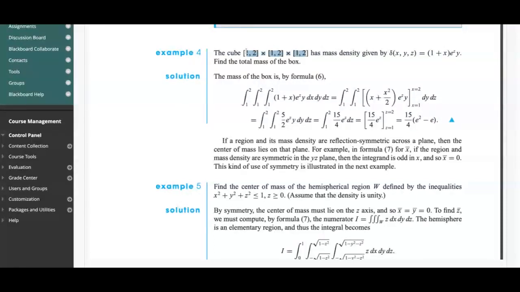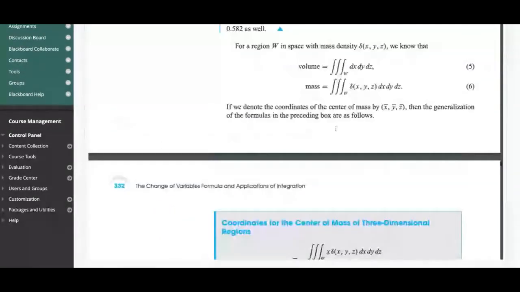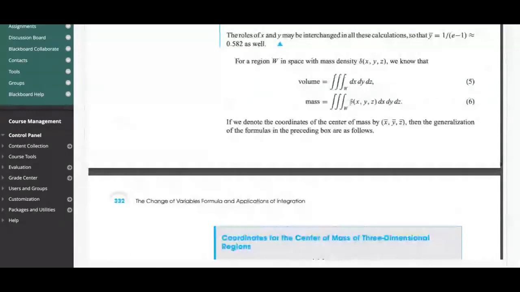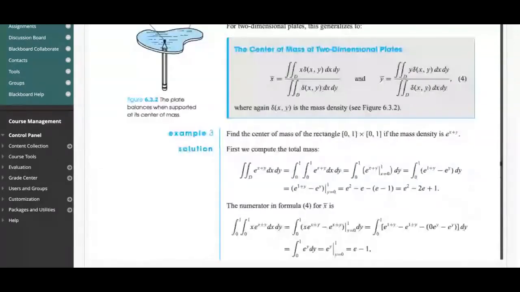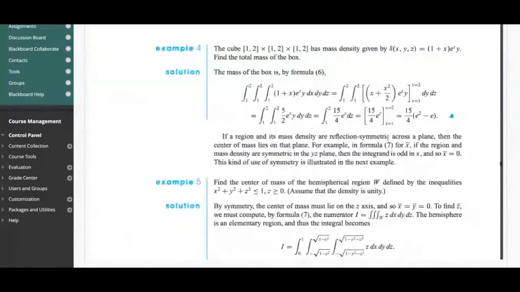Because the mass of this cube is 1, so the mass of the box is by formula 6. Oh, hold on. Right, because the mass is the integration of the density function. It's different from before. It's not only the volume of W. So this is dividing by mass, dividing by the integral of the density function. So the mass is such, 15 over 4 e squared minus e.